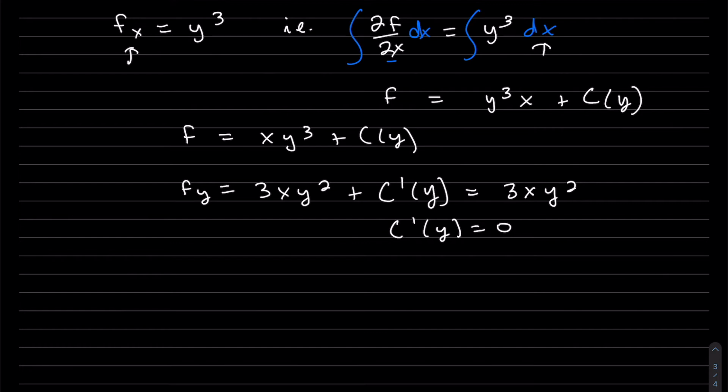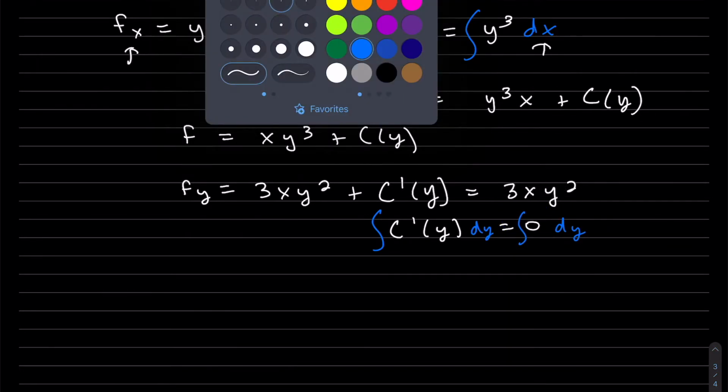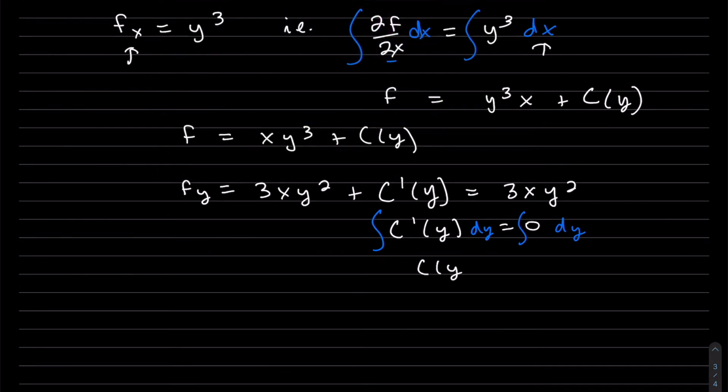So now we have found our constant, just 0. Sorry, it's not just 0. Now we have to find our c of y, not our c prime of y. So we integrate both sides in terms of y. You might already just see it, I mean, that was obvious. c of y is just a constant, since the integral of 0 is a constant. So we have our c of y.